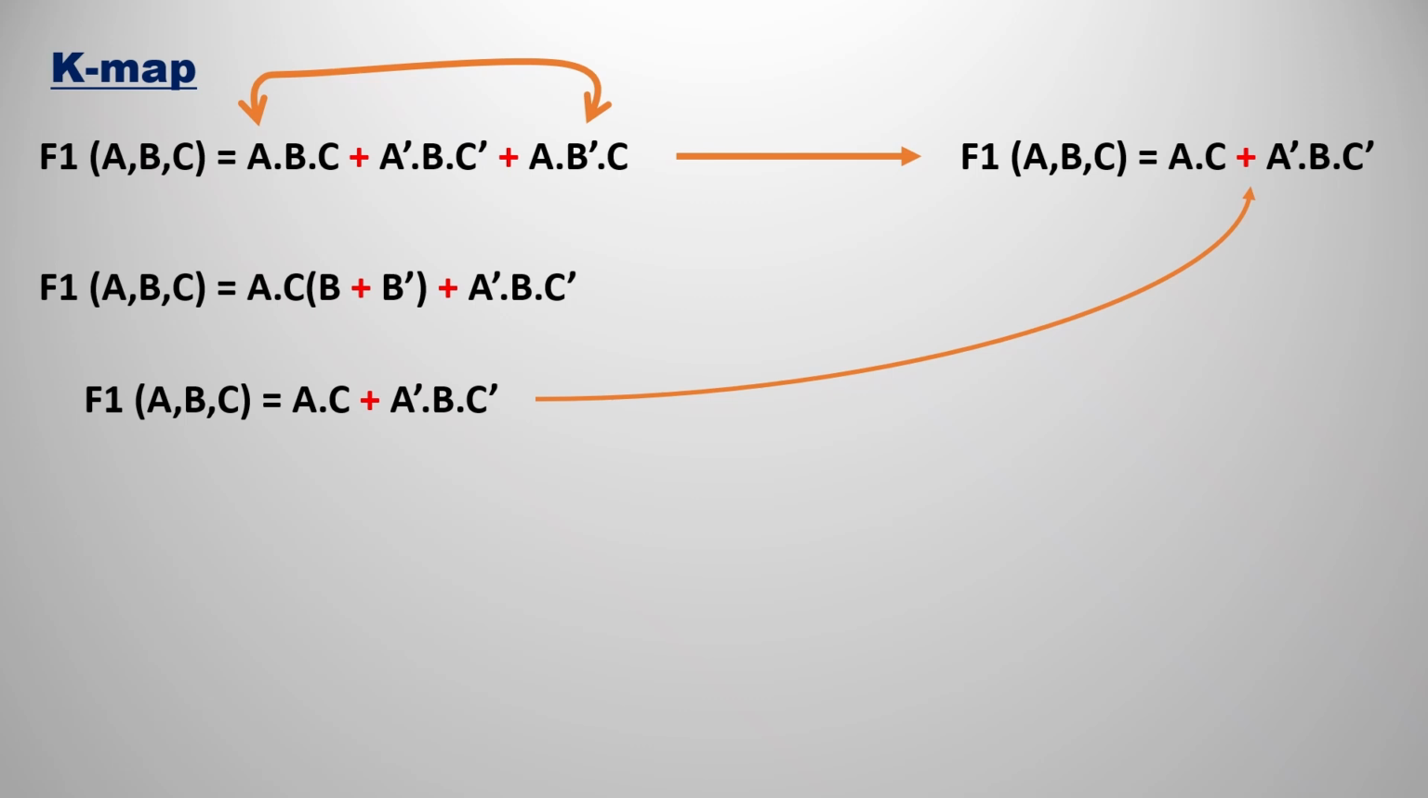You can see the first and third terms. You can take AC common. After taking AC common, you are left with B plus B bar. In Boolean algebra, we know that B plus B bar, or A plus A bar, or any variable plus its complement, would be 1. So remove that, and you are left with A dot C plus A bar B C bar. That's the same output that we reduced with the K-map also.